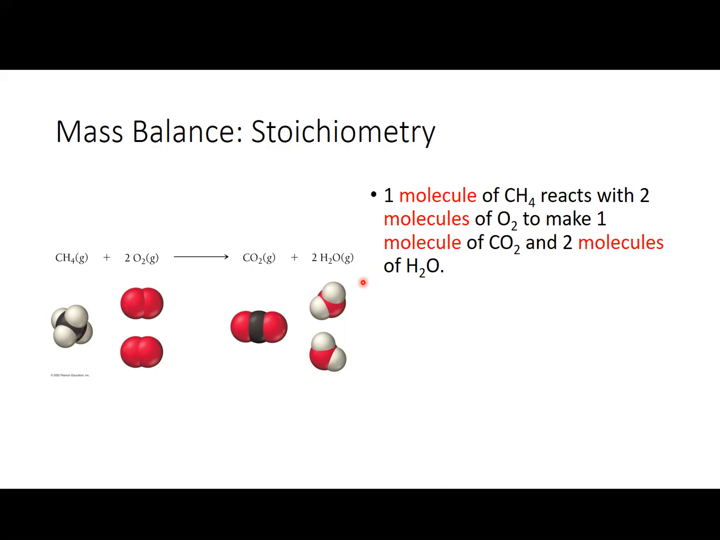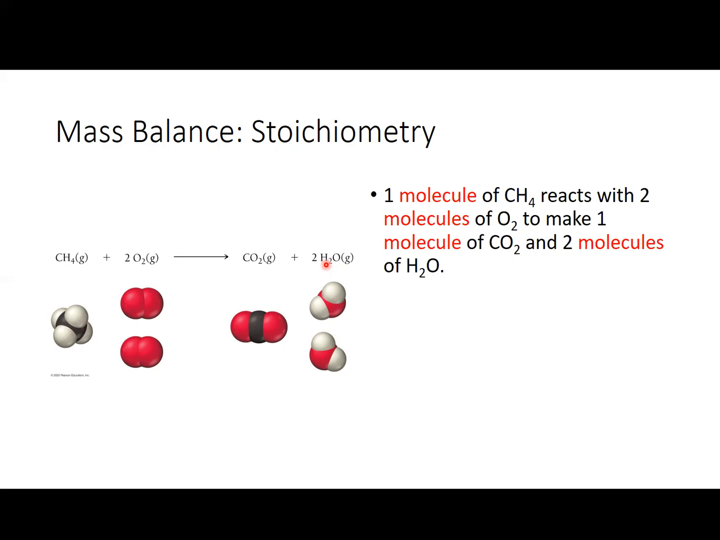So one way to look at this is that 1 molecule of methane, CH4, reacts with 2 molecules of O2 to make 1 molecule of CO2 and 2 molecules of H2O. That is a totally accurate way to read this. However, we rarely look at these things on a per molecule basis. We tend to view reactions like they're kind of big, right? So instead of 1 molecule, we might have 2. Instead of 2, it might be 4.